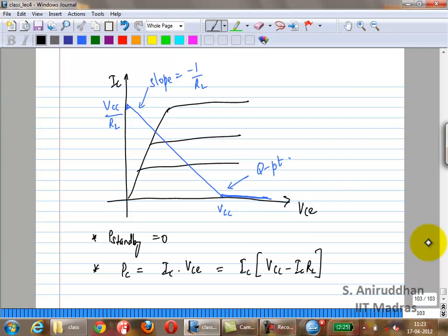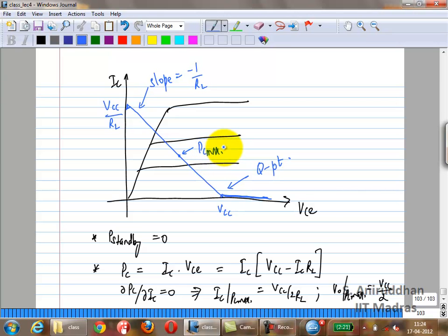So then what we can do is find the point of maximum device power dissipation, because you have to be worried about this because of device reliability concerns. This will give you PC max. So this gives you V out equals VCC by 2 and IC equals VCC by 2RL. There will be a point somewhere here. Okay.